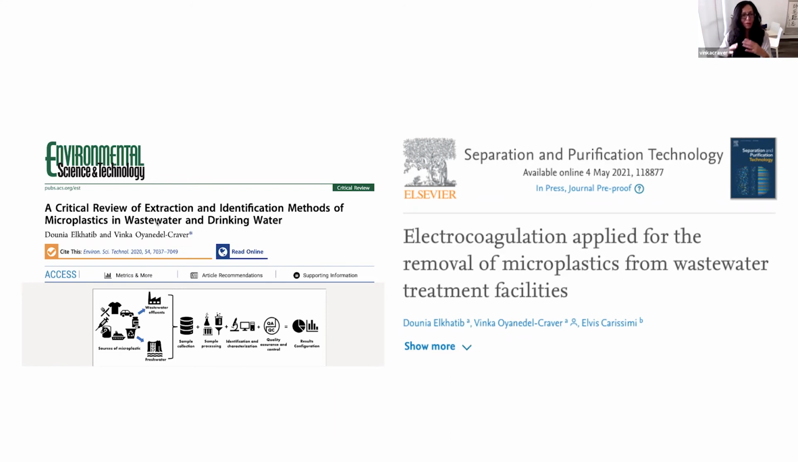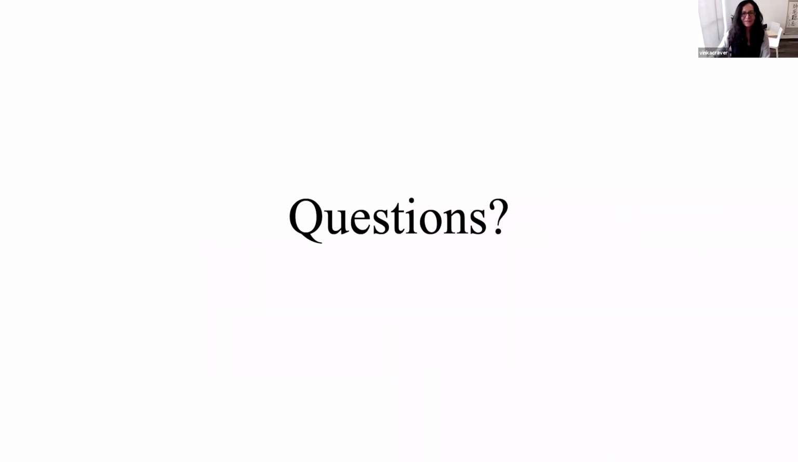These two studies are the overall review of what's going on with wastewater and drinking water in terms of microplastic amount and analysis, and also this technology that's not new, it's pretty old, but the application of electrocoagulation to wastewater treatment plants. And with that, I will be glad to answer any questions. Before I go, I need to give credit to Dunia El Khatib, the graduate student who did all the work on this. Really, I'm just trying to deliver her really great results. Thank you, and now, for sure, any questions that you may have.